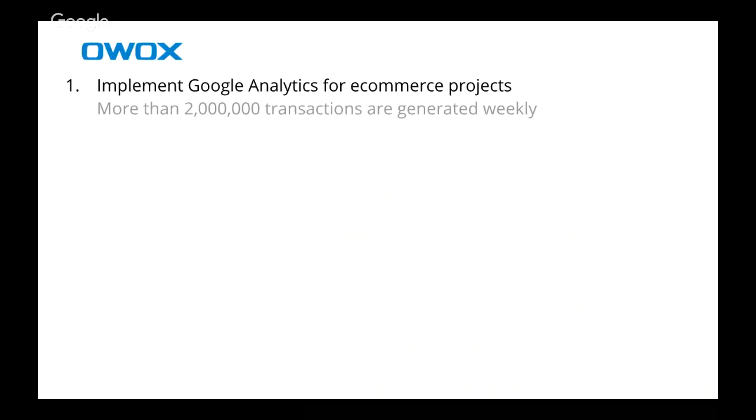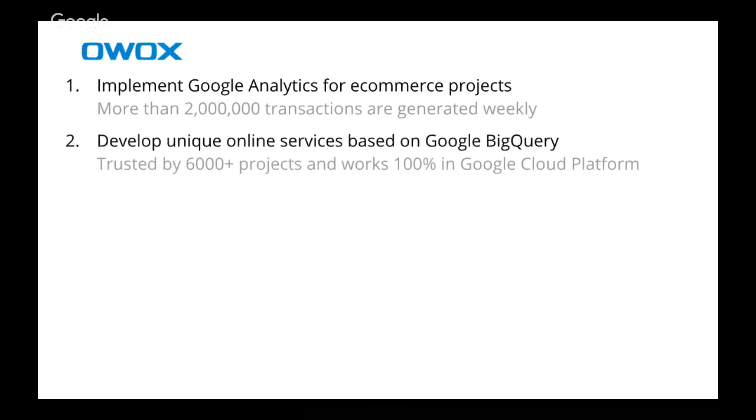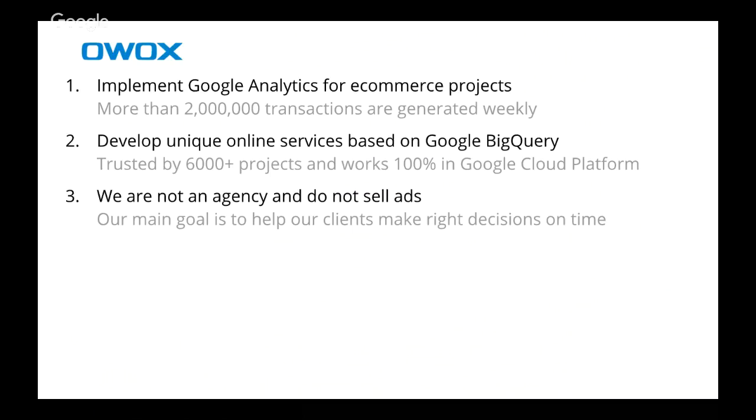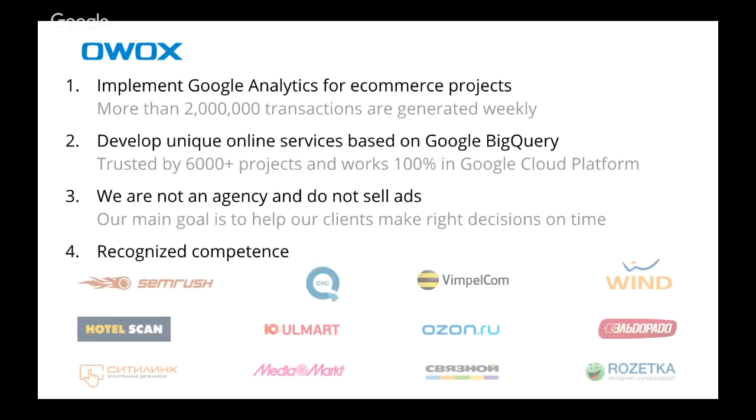OWOX specializes in implementing Google Analytics for e-commerce projects, and currently there are more than 2 million transactions generated every week on our clients' projects. We also develop unique services based on Google Cloud Platform, and we are trusted in more than 6,000 projects, and the services work 100% in GCP. And we are not an agency. We don't sell any ads. We don't manage marketing budgets. Our main goal is to provide data and help our customers make right decisions. And here are some of our clients.